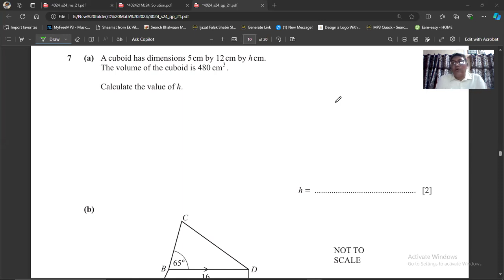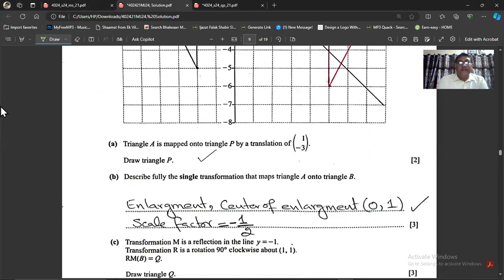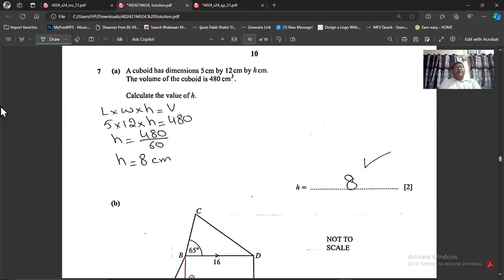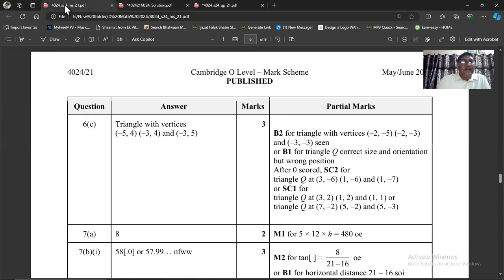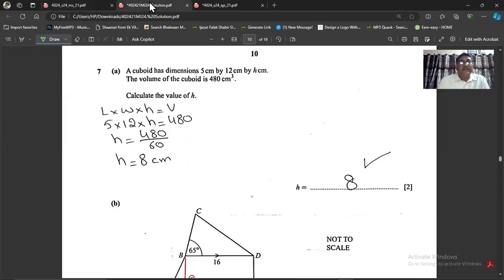You know the volume of the cuboid is length multiply width multiply height. So the length is given, the width is given, the height is the question. Very simple, straightforward part. Let me go to that solution. I've done this on paper. So here we go. We have length multiply width multiply height, and that is equal to V. So 5 multiply 12 multiply h is equal to 480. So h will be equal to 480 divided by 60, and that will be 8 centimeter. So let's check question number 7, part A, and that is the right answer, sir.